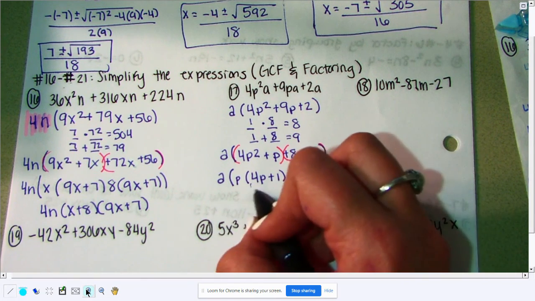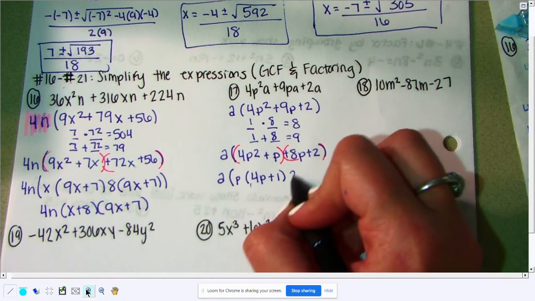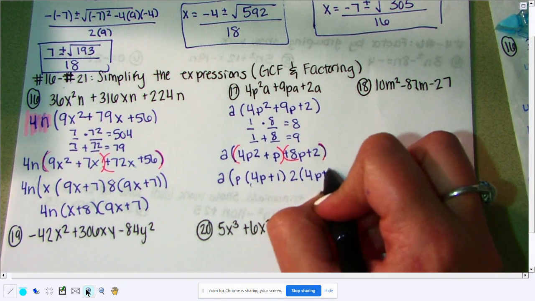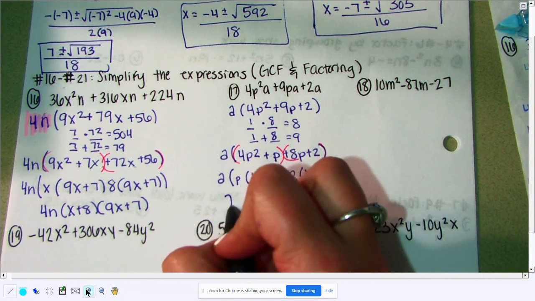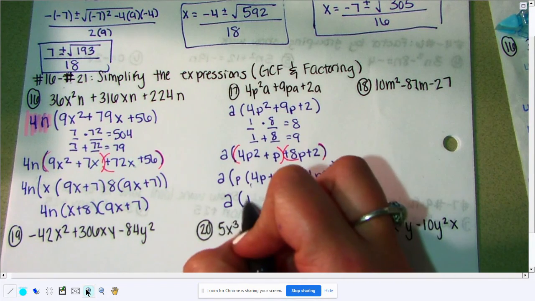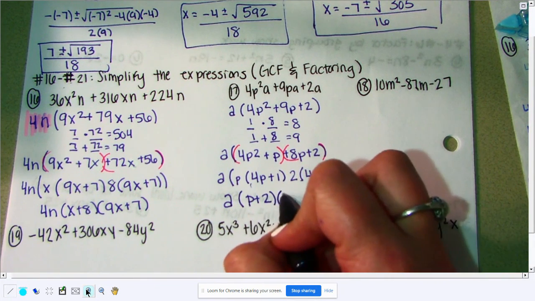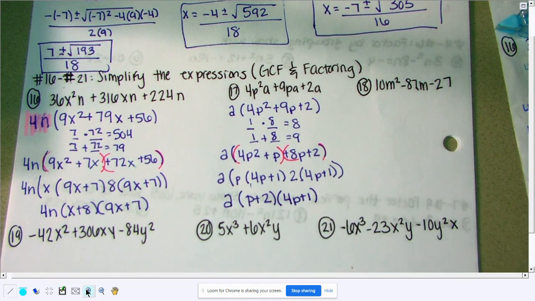To get a 4 in the front, I need to pull out a 2 here, and I'm left with 4p plus 1. Now I will group. A is first, p plus 2 is next, and 4p plus 1 is last. You can put these in any order that you want to, but just know that we don't have to solve this because there is no equal sign, okay? You only solve if there's an equals, and there isn't one, so you don't have to do anything, okay?